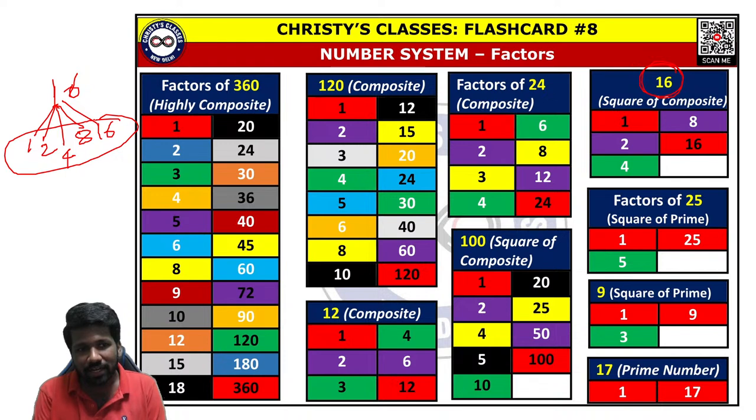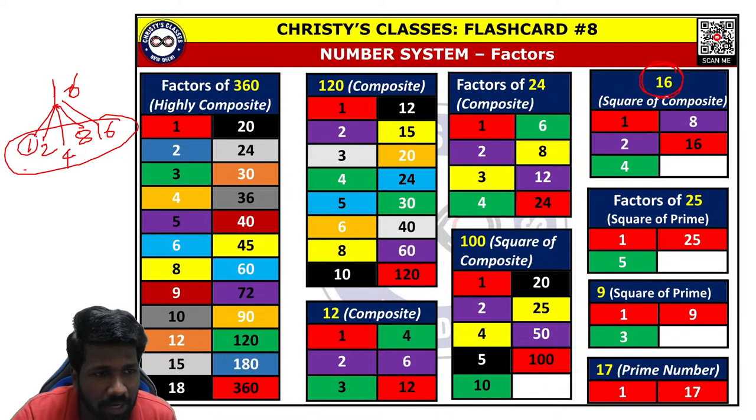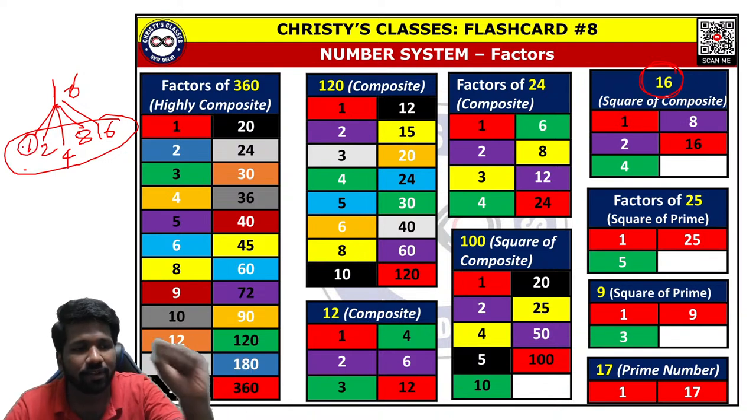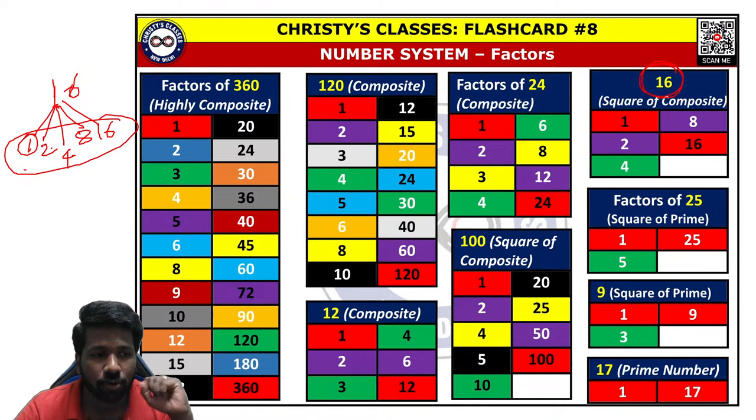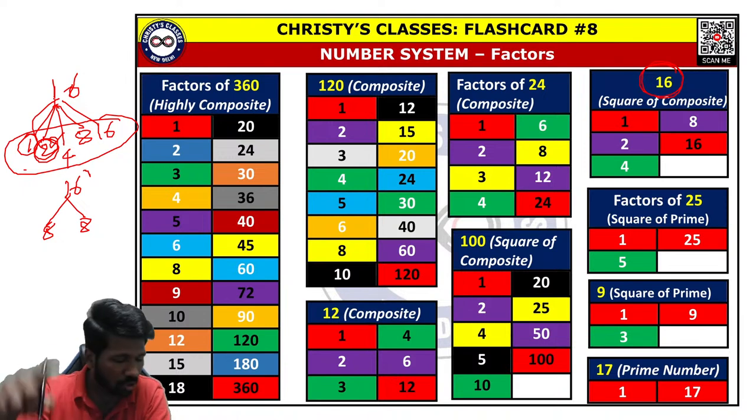And factors, or division itself, you can understand in a logical way. If 16 mangoes are divided among one person, that person will get a whole number of mangoes, with no remainder. If 16 mangoes are divided among two people, everyone will get 8 mangoes each. That means it is divisible by 2, or 2 is a factor. Or in other words, 16 is a multiple of 2.